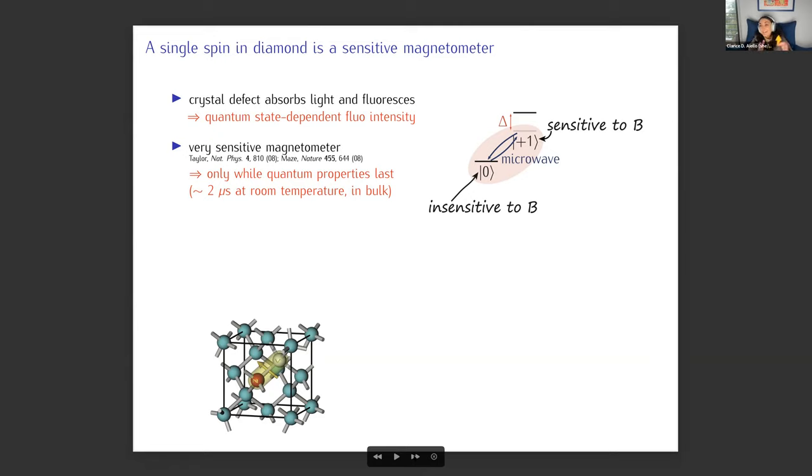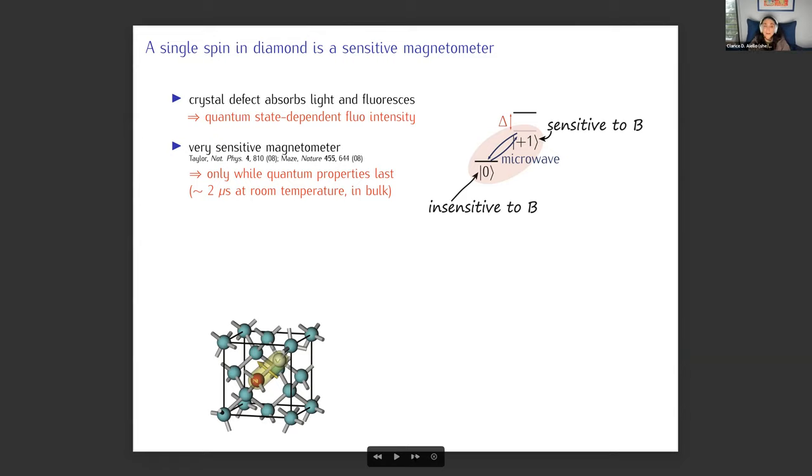The time that it takes for this spin to lose its quantumness at room temperature in the messy diamond sample, for naturally occurring samples, is about 2 microseconds. That's the time that it takes for this spin not to be useful anymore as a quantum sensor. The only useful information that we're going to be able to get from this spin, if we don't do anything, is going to be about 2 microseconds.